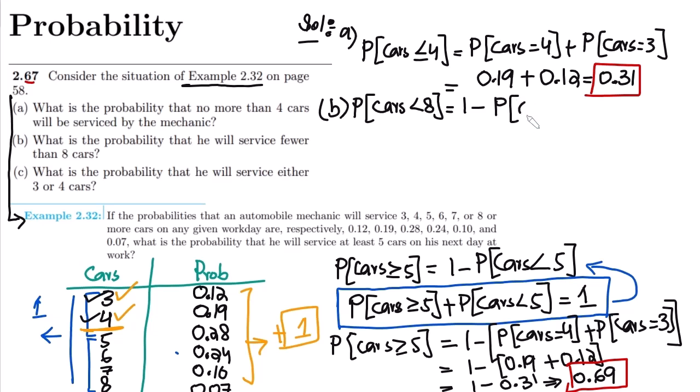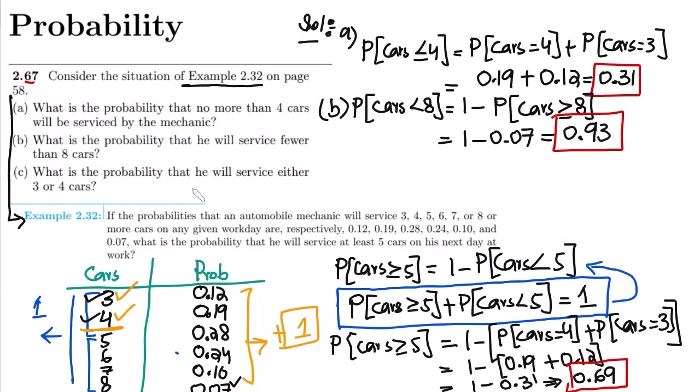That is the probability of cars greater than or equal to 8. I already have the probability of the events where the cars are greater than or equal to 8, which is 0.07. So by using the probability of only one event, I can get the final result, which is 0.93, and that is the probability that the serviced cars will be fewer than 8. So that is the solution of part B.